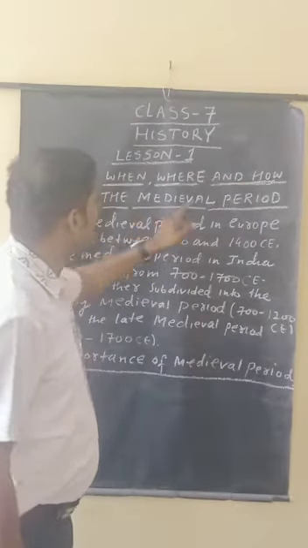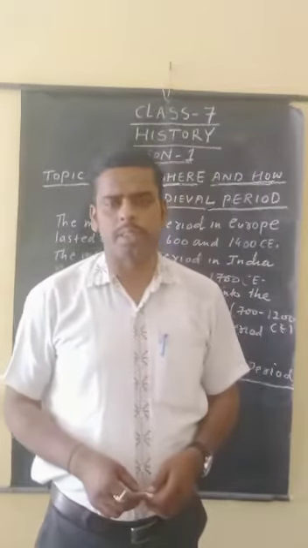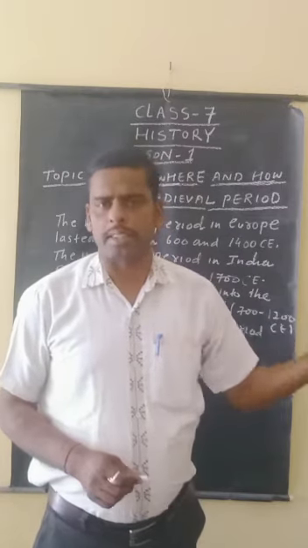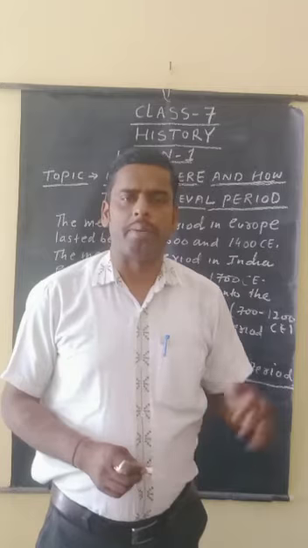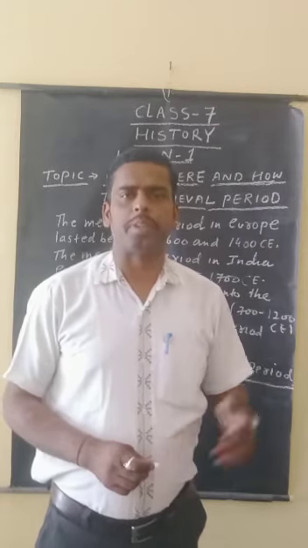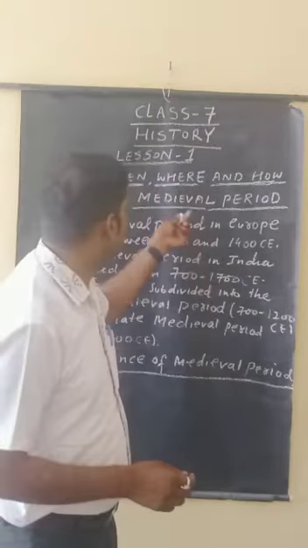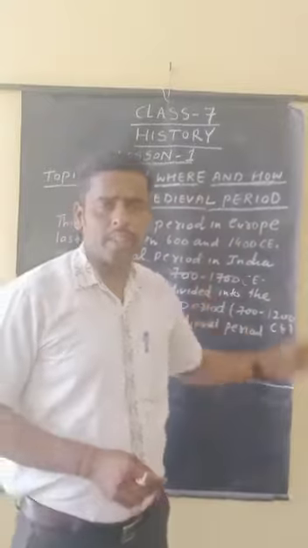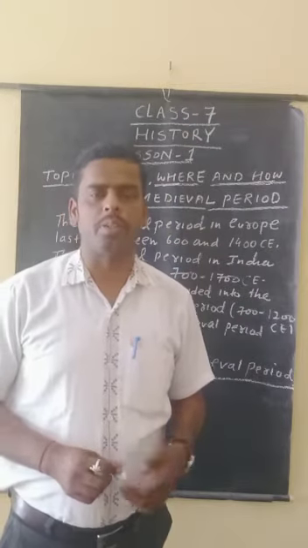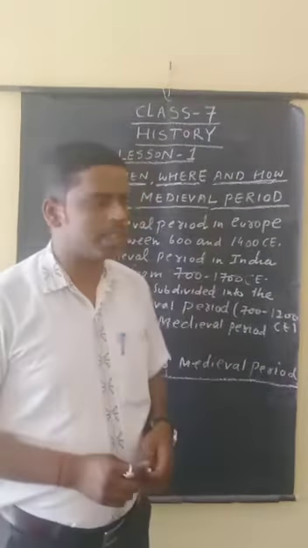The medieval period. Our history is divided into ancient, medieval and modern. In ancient history, we read in class 6 about the early men, their occupation, how they lived, about Indus civilizations, Mohenjo-daro and Lothal. In the medieval period, we discuss the kings and kingdoms, how the Delhi Sultanate ruled, how the Tughlaq dynasty ruled, how the Mughal Empire ruled.